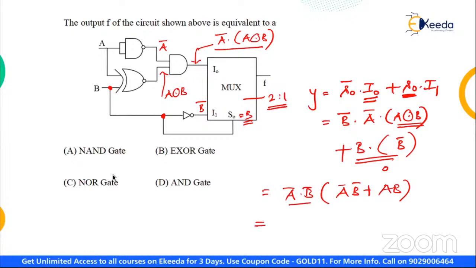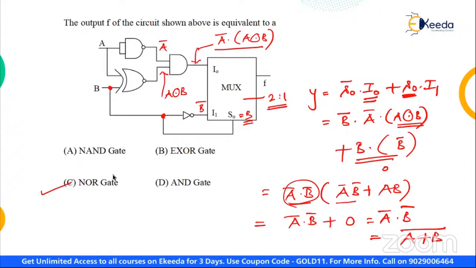Then A bar into A bar B bar is simply A bar B bar, plus A bar B bar into AB will be absolutely zero. So what is remaining is just A bar dot B bar. And this can be taken as A plus B whole bar, and this is a NOR gate. So option C is the correct option.